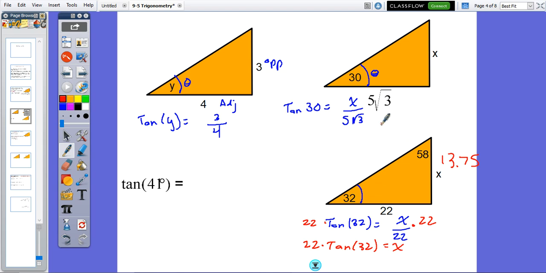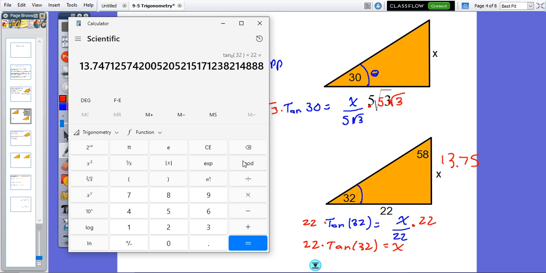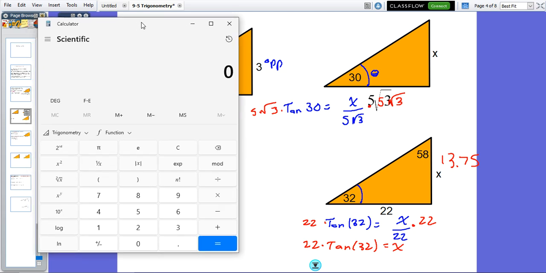All right, let's look at the next one. So same concept here, and we're going to go ahead and multiply both sides by the denominator to get rid of it. We're multiplying by 5 radical 3. This one's a little different. When you put it in the calculator, you'll still do it backwards, or if you have an actual calculator, you can put it just like that.